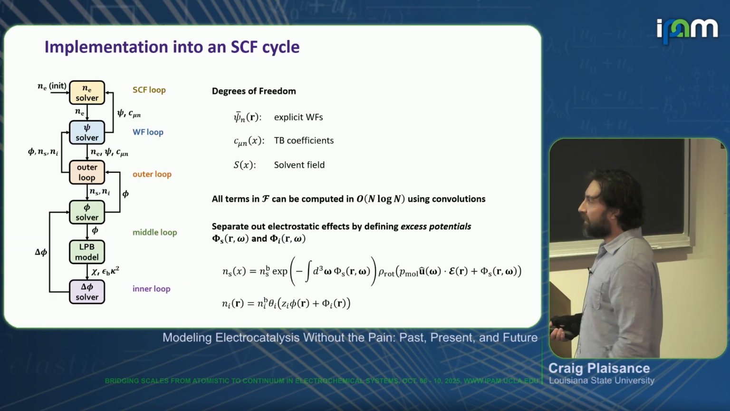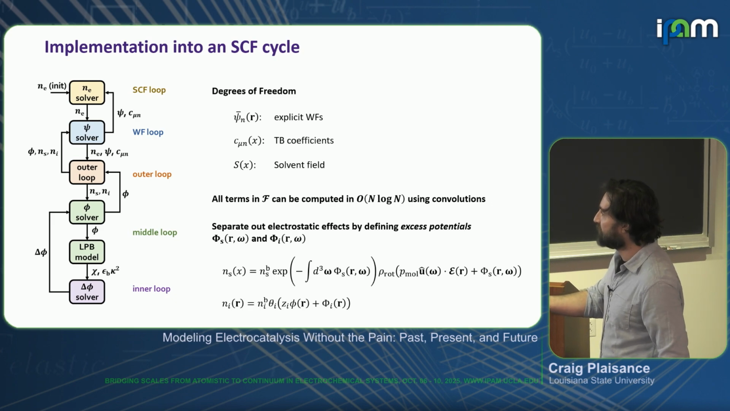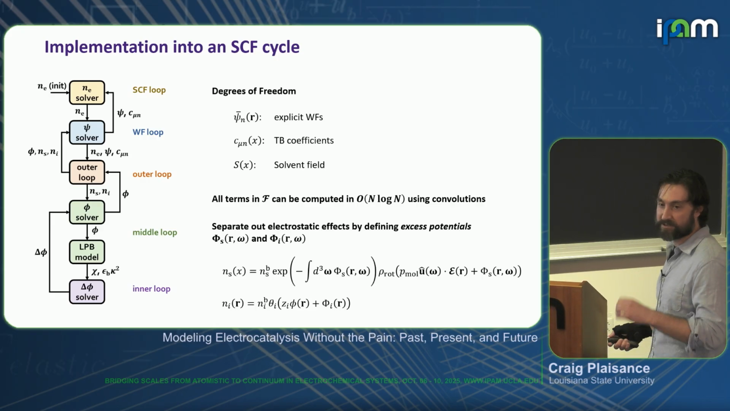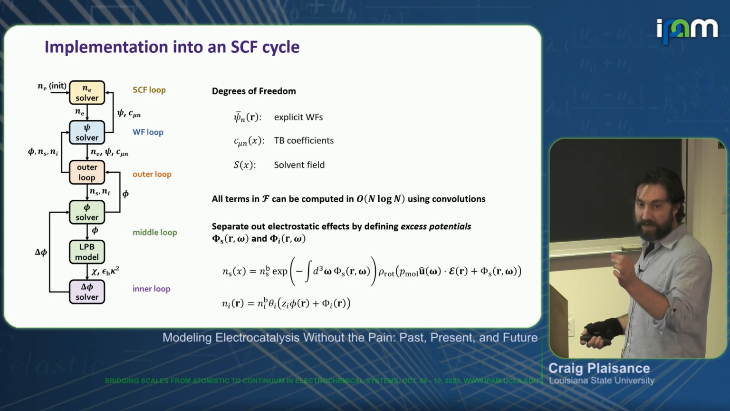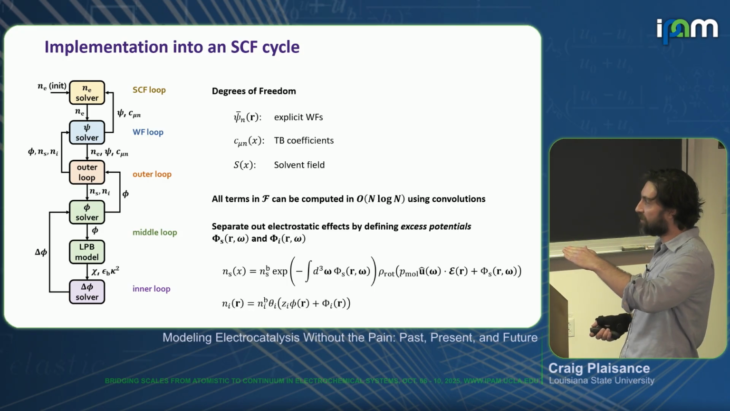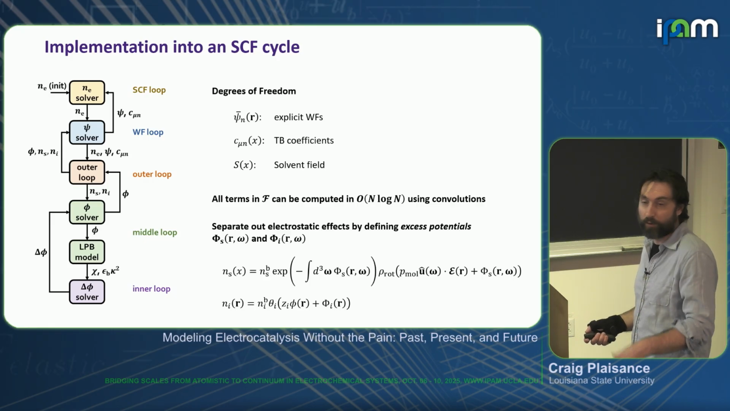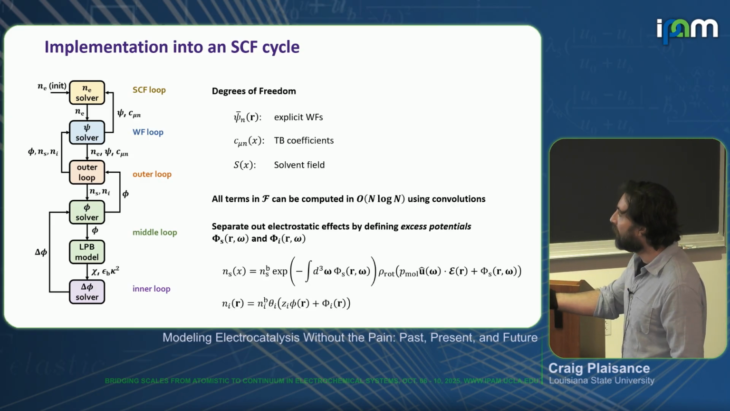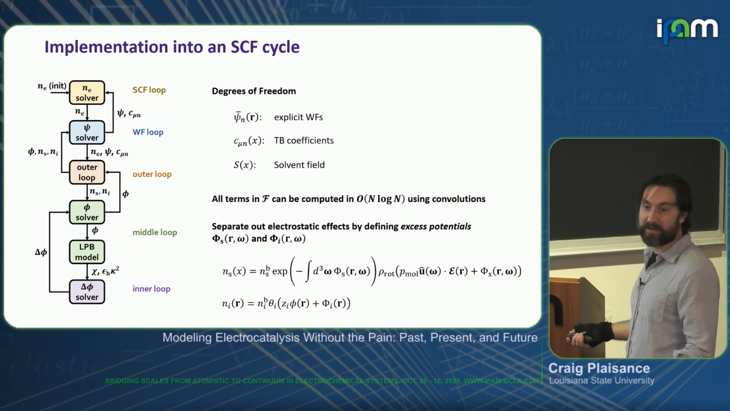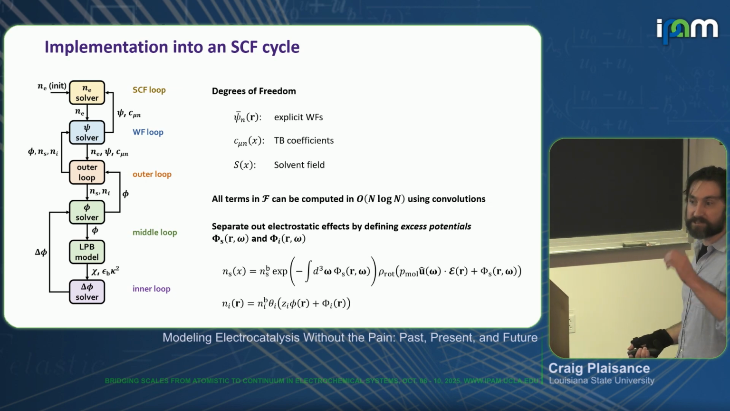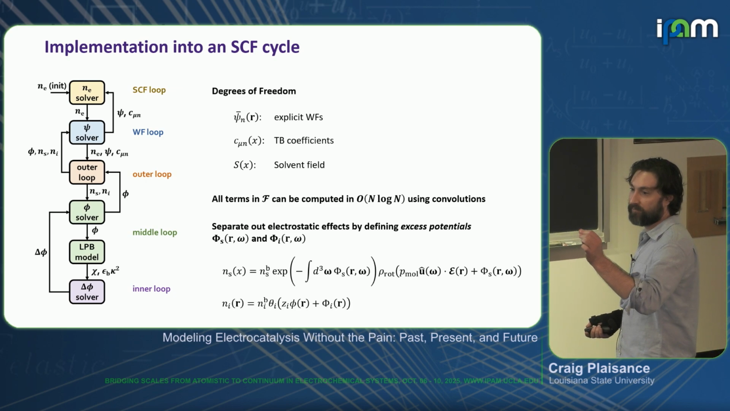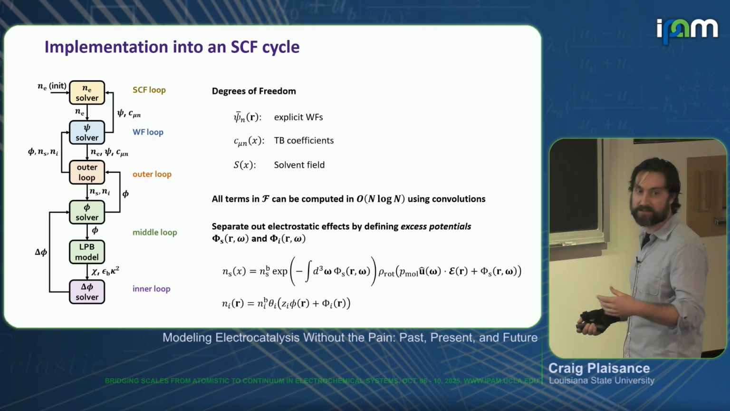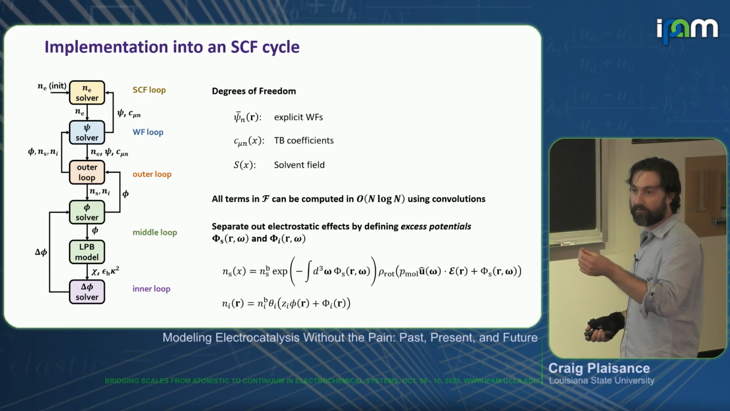We can implement this into an SCF cycle. Our degrees of freedom are the explicit wave functions, which we would normally solve for in VASP. Then we have these tight binding coefficient fields. We have to solve for the value of the tight binding coefficient at every point in space, every orientation for each of the orbitals, but there are only 4 tight binding orbitals. And we have to do it for every band as well. And then we have, okay, this should be NS. I made a typo here. That's the solvent occupancy. The probability for a solvent molecule to be at position X in the orientation defined by X, because X is a combination of a spatial and a rotational coordinate.